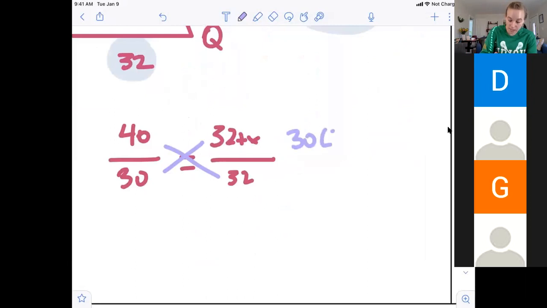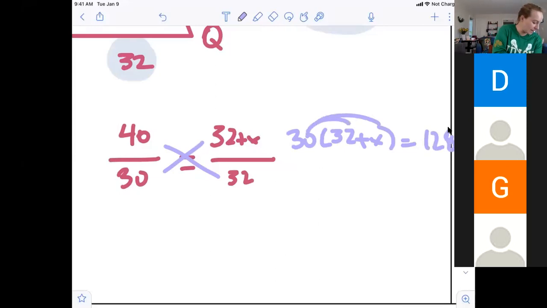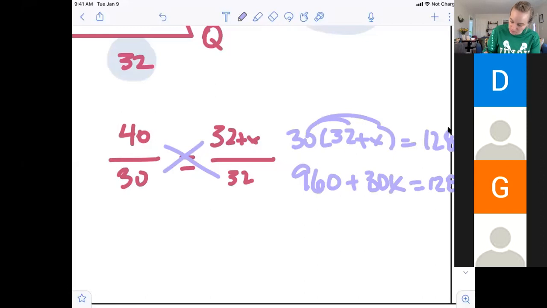So I get 30 times 32 plus x equals 40 times 32, and I get 1280. Distribute, so I get 30 times 32 is 960 plus 30x equals 1280. Minus 960 from both sides, so I get 30x equals 320.